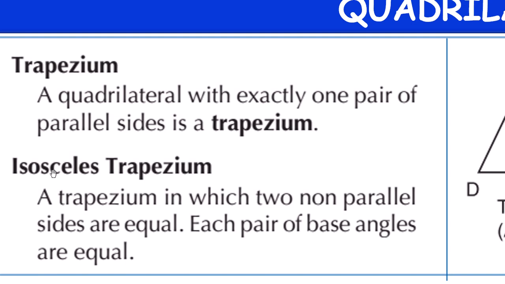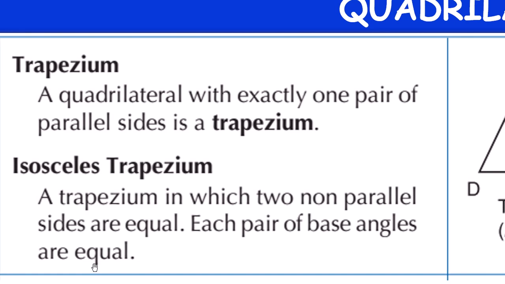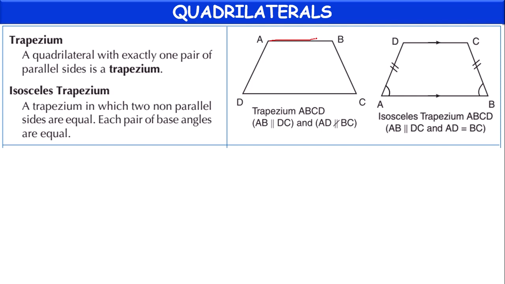So one more thing, we have isosceles trapezium. Here in trapezium, one pair is parallel, not equal, children. Only one pair is parallel, no pair is equal. But here in isosceles trapezium, one pair is parallel, along with that, two non-parallel sides are equal. Then it is called as an isosceles trapezium. So at that time, each pair of base angles are equal. Means trapezium means only one pair. This AB is parallel to CD. That's all.